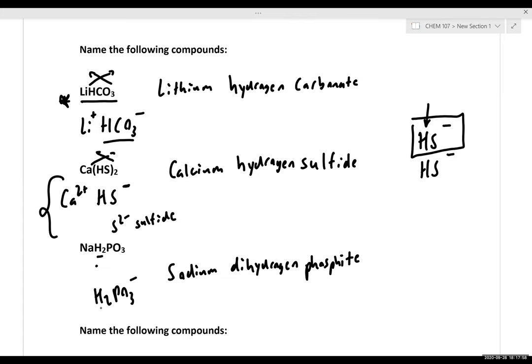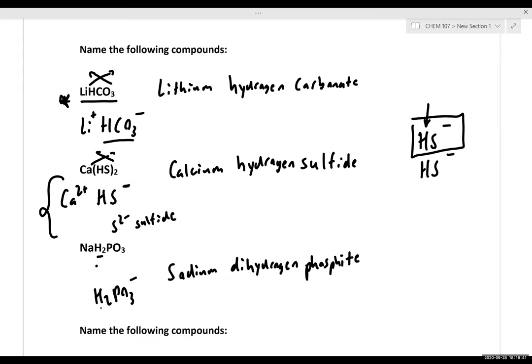Professor, the sheet you gave us said HS is called bisulfide. Why this time do you call it hydrogen sulfide? Those two names are both acceptable for the HS minus polyatomic ion. Bisulfide and bicarbonate are informal names, while the naming method that I'm showing you here is the IUPAC naming method. So there are two different methods for naming the same compound. The IUPAC method is more general, and that's why it's preferred. Does that make sense?